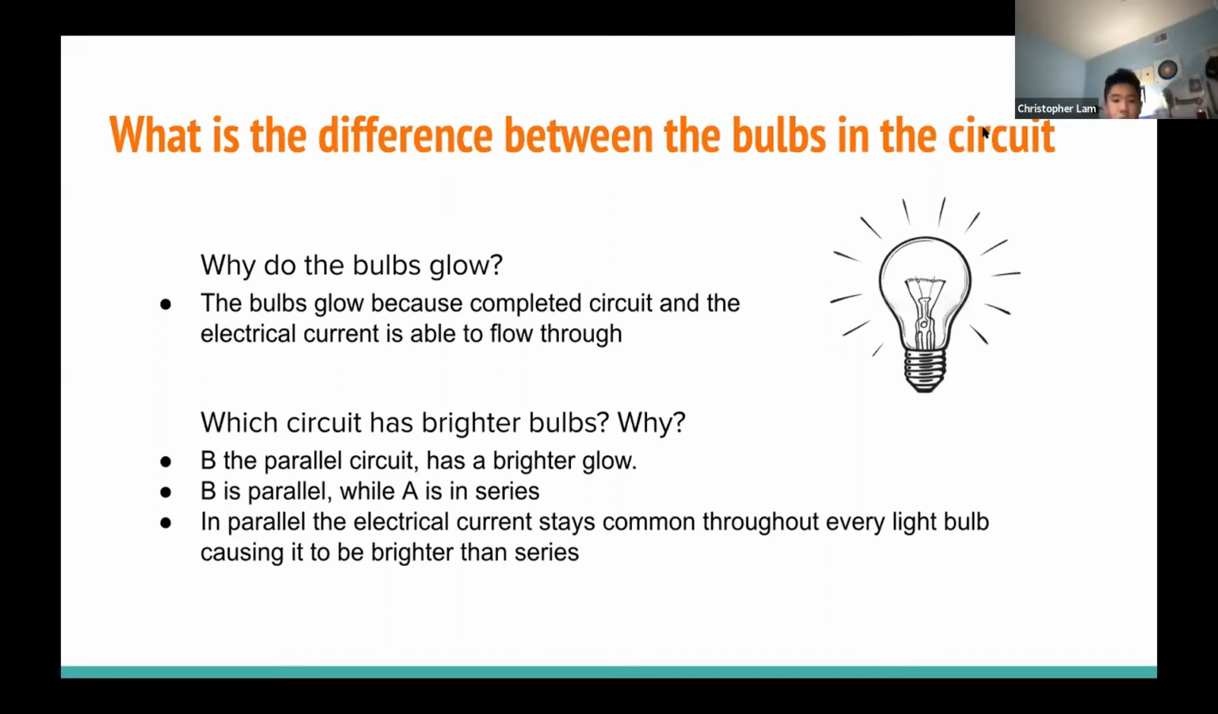So why do the bulbs glow? The bulbs glow because there is a completed circuit and electricity is able to go through the light bulbs. Which circuit has brighter bulbs and why? B is brighter than A because B is in parallel while A is in series.